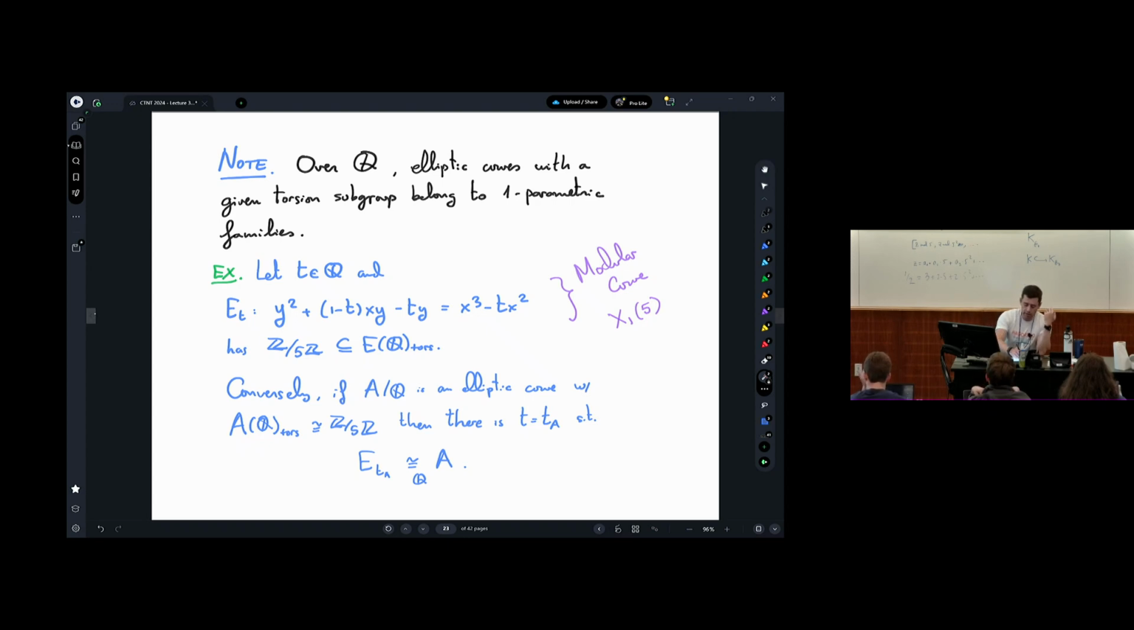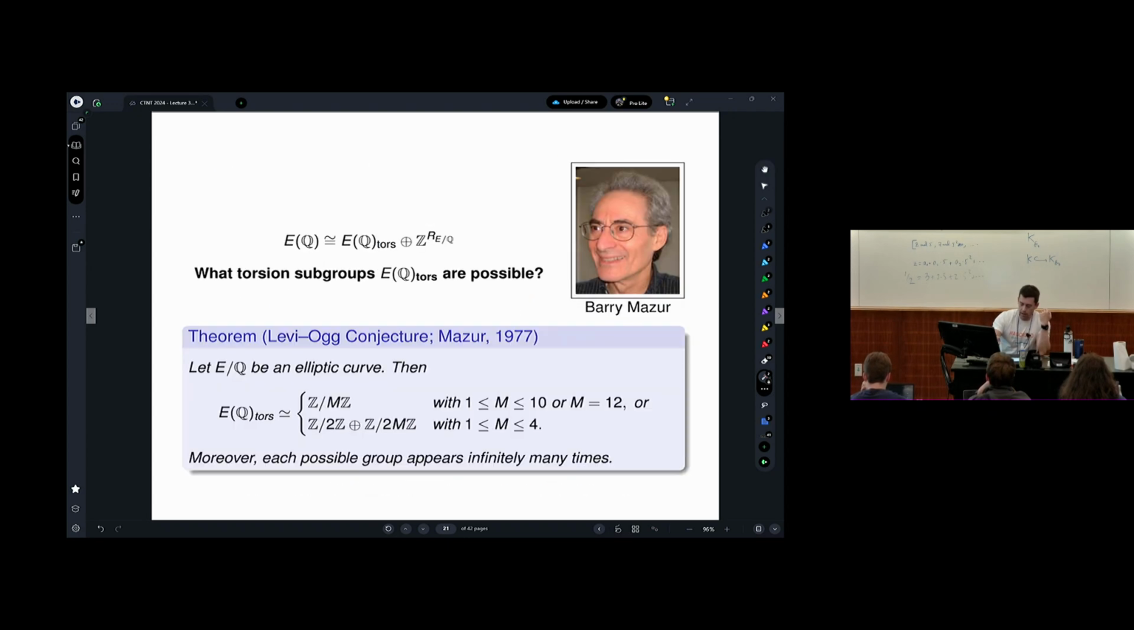And the reason why, in Mazur's theorem, 11 is missing, where did Z mod 11 go, is because you can construct a modular curve X1(11) that would parameterize elliptic curves with a point of order 11, and that curve has no points defined over Q. So there are no such elliptic curves.